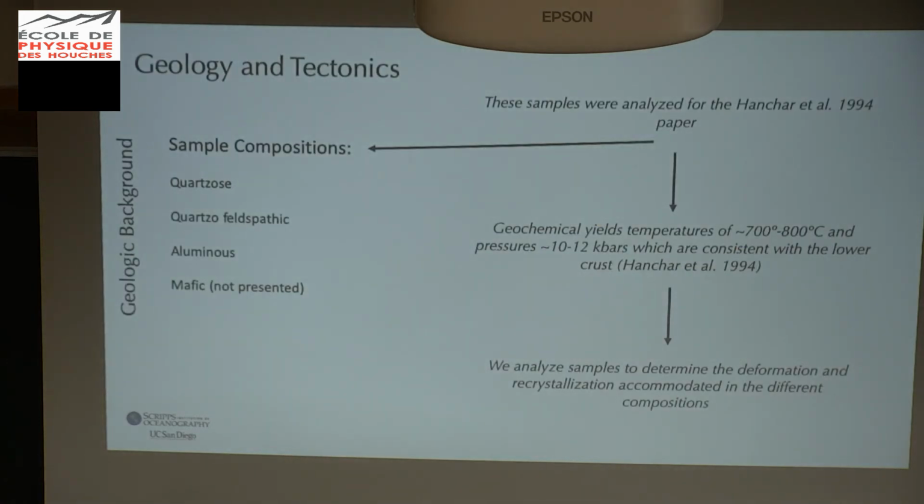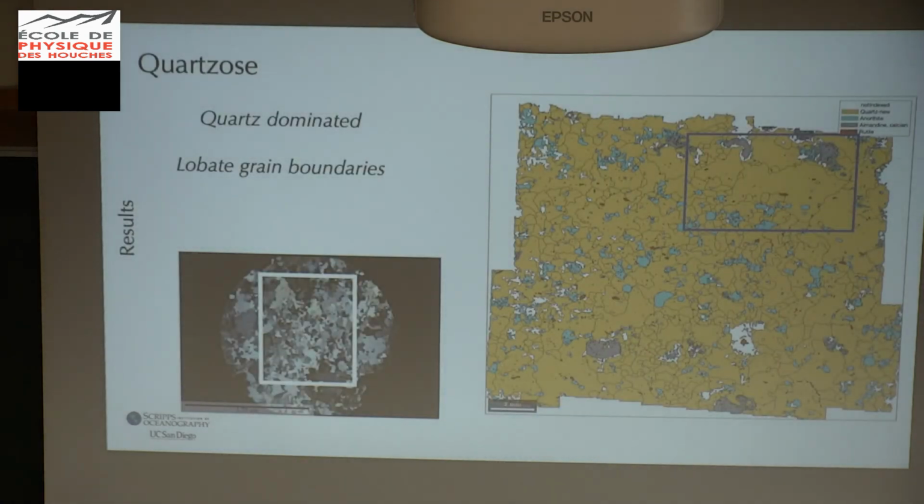So with all that, now onto the data. These samples were analyzed for a previous paper, like I had mentioned, and he got temperature and pressure estimates that allowed us to know that this was in the conditions that we were interested in. So knowing that going forward, he's defined these 4 different compositions, 3 of which I'll show you today. We analyzed these samples to look at the microstructures and the orientation data to see if they had anything meaningful with fault mechanics. So this is the first one.